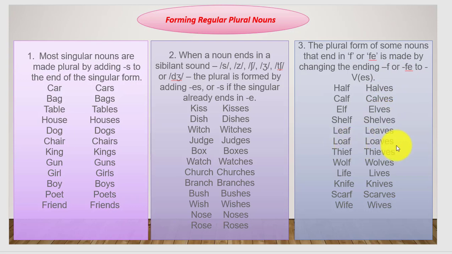Loaf, loaves. Thief, thieves. Wolf, wolves. Life, lives. Knife, knives. Scarf, scarves. Wife, wives. You do not say he has two wifes. You should say he has two or three wives.